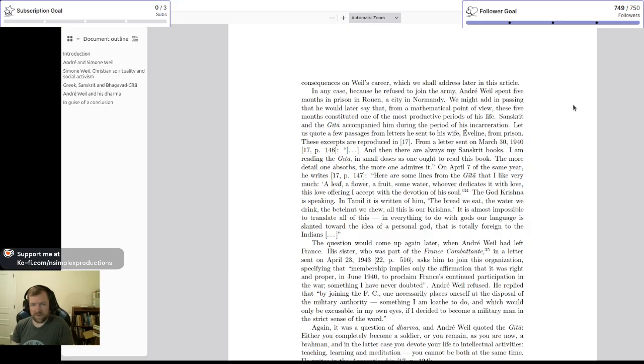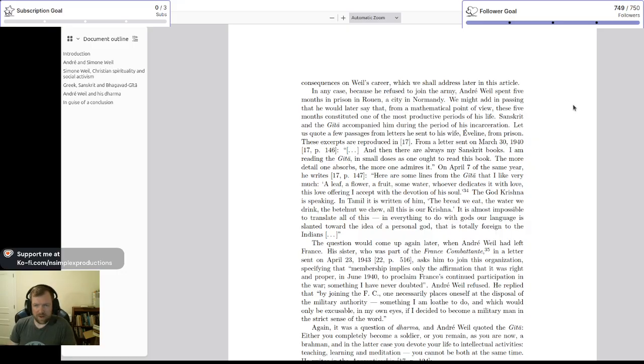A leaf, a flower, a fruit, some water. Whoever dedicates it with love, this love offering I accept with devotion of his soul." The god Krishna is speaking. In Tamil, it is written of him, "the bread we eat, the water we drink, the betel nut we chew, this is our Krishna." It is almost impossible to translate all of this. In everything to do with gods, our language is slanted toward the idea of a personal god that is totally foreign to the Indians.